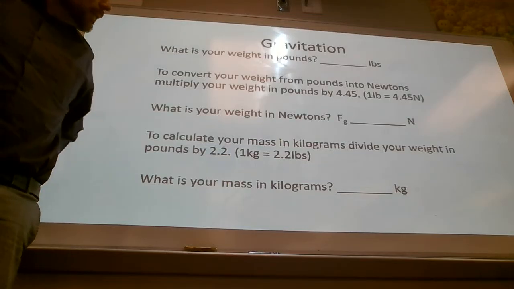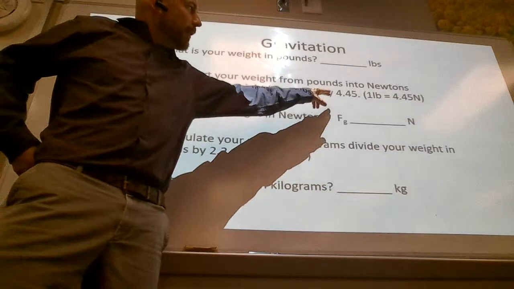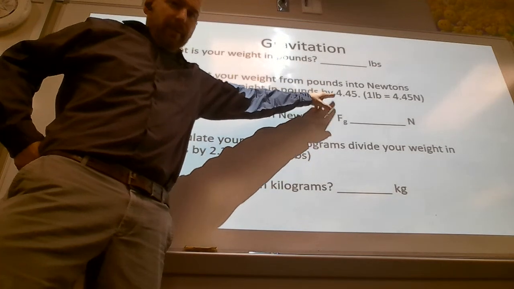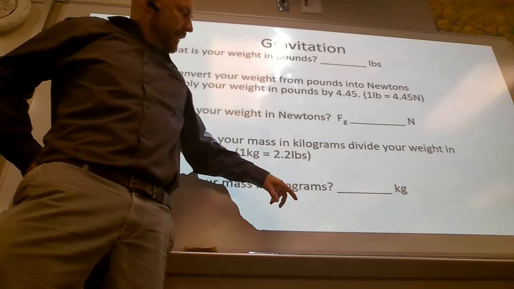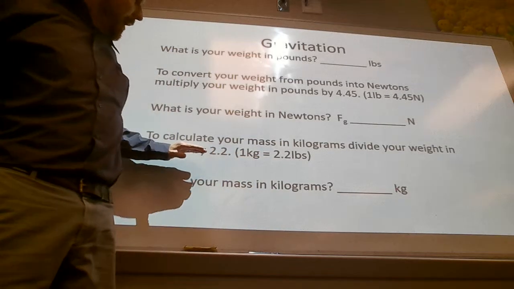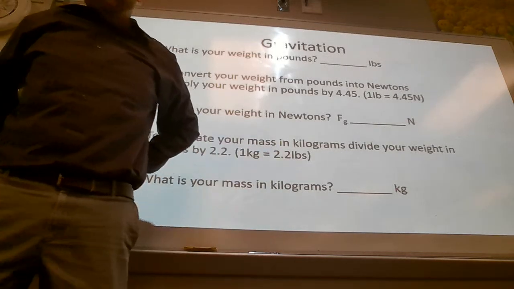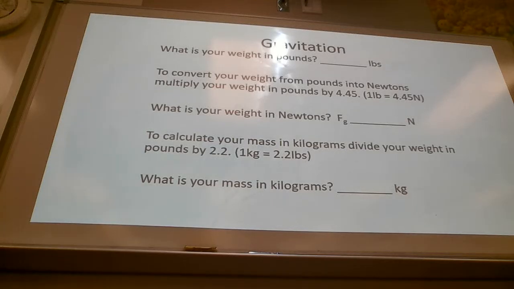Calculate your weight in newtons by multiplying your pounds by 4.45, and then calculate your mass in kilograms by taking your pounds and dividing by 2.2. All right, everybody got something? Okay.